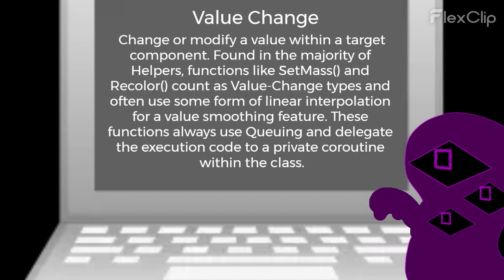Value change types change or modify a value within a target component. They are found in the majority of helpers. Functions like setMask and recolor, which generally use interpolation to smooth between two values, count as value change types. These functions will always use queuing and delegate the execution code to a private coroutine within the class.